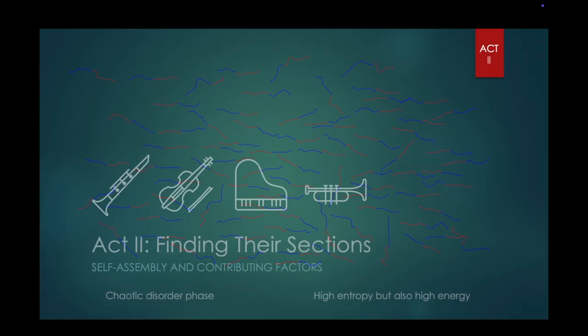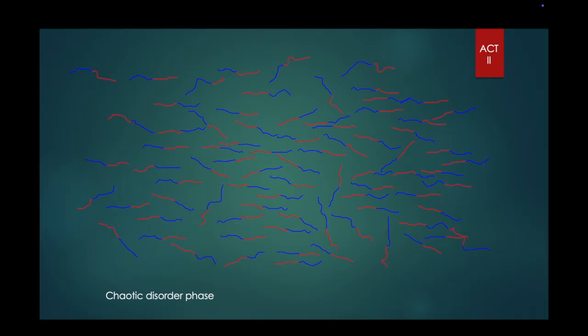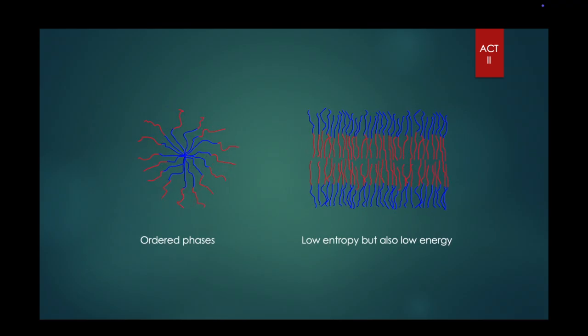Act 2. Finding their sections. Because this disordered phase is high in energy, it'll naturally seek to lower it by any means possible, in this case by minimizing the surface area between the hydrophobic and hydrophilic regions. And so our copolymers will self-assemble into a variety of different shapes, including micelles, cylinders, and vesicles, like sections of an orchestra coming together and playing as a group rather than each musician playing on their own.